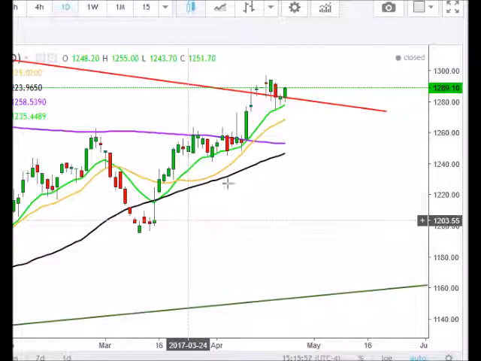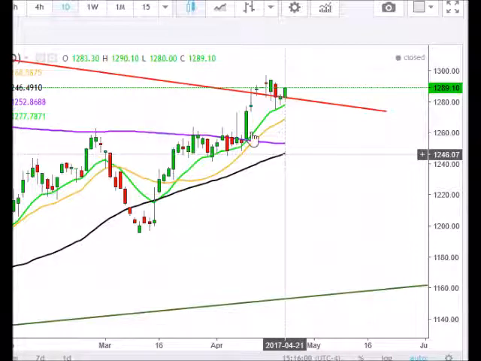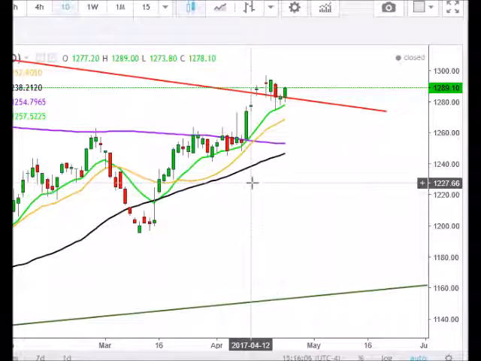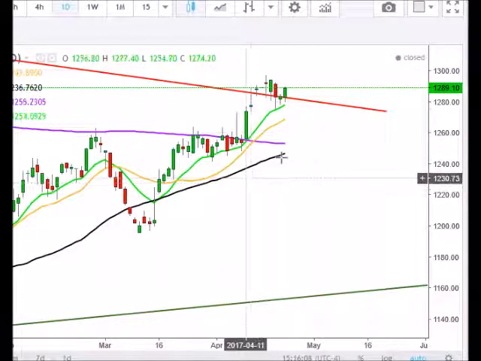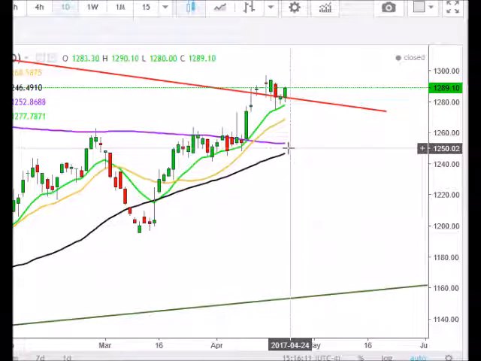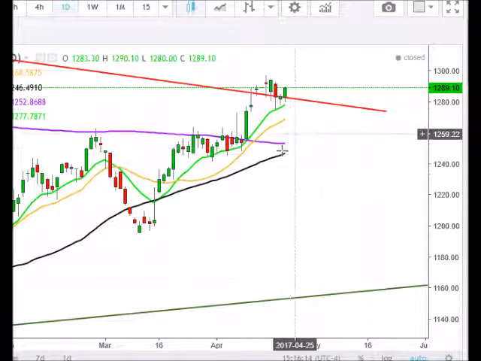So we have the 50 period simple moving average about to cross over the 200, and that is known as the golden cross. It's very well known that once price does do that, once these two moving averages cross for the bullish, or the 50 goes above the 200, then prices usually do continue to go higher.